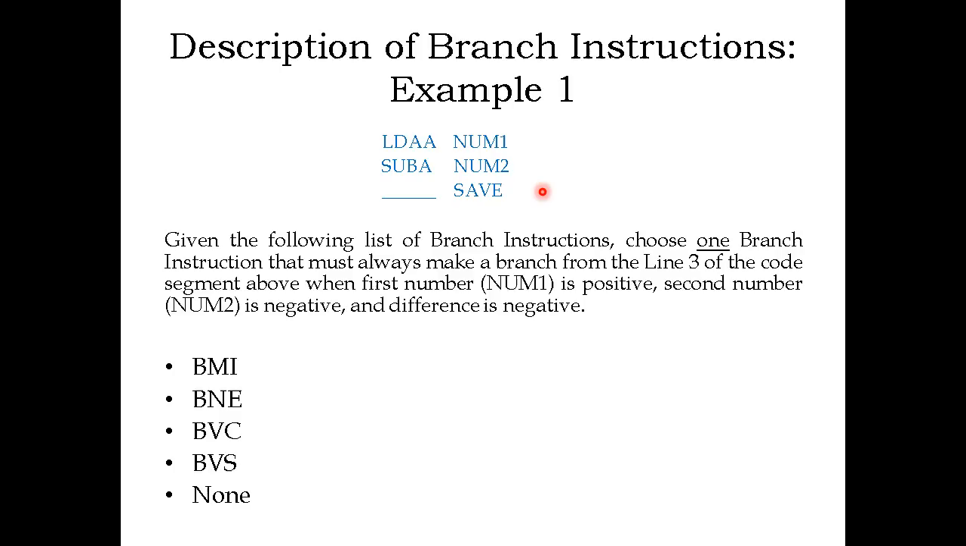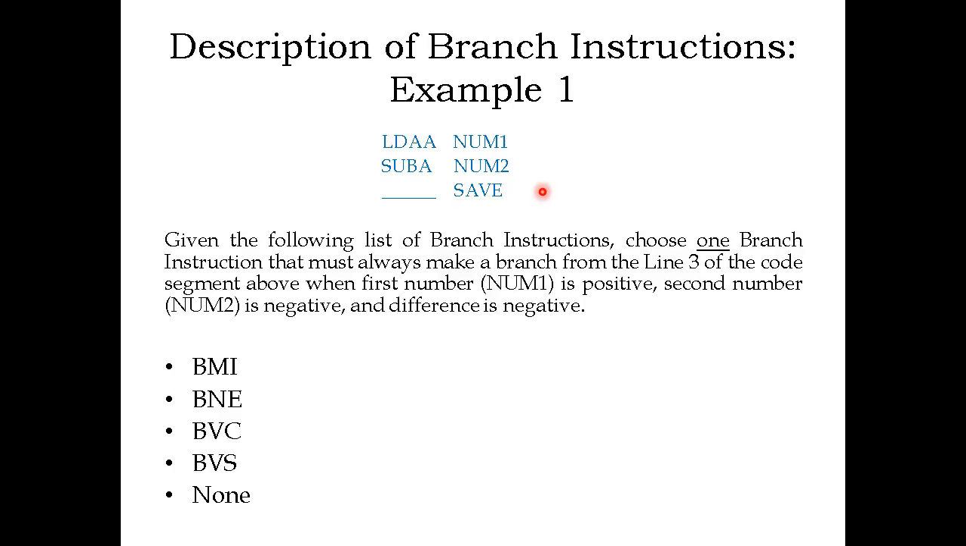So if you look at our 3 lines, we actually said num1, num2. So those are sort of like variables. And let's say the other part of the program we just said what is num1 and what is num2. So we don't know the value of num1 and num2. But all we are trying here is, can you select a branch for which it will branch based on the following condition: when the first number is positive, okay, and the second number is negative, and then the difference is also negative.